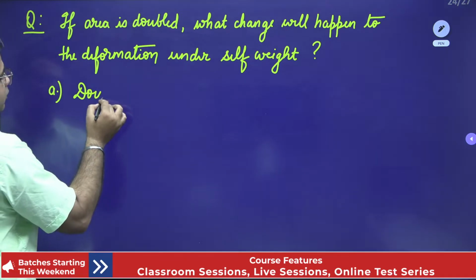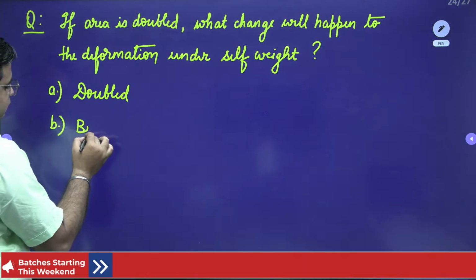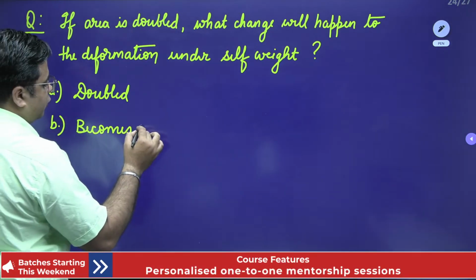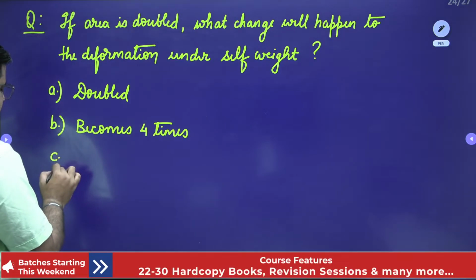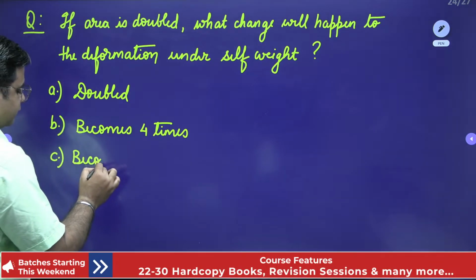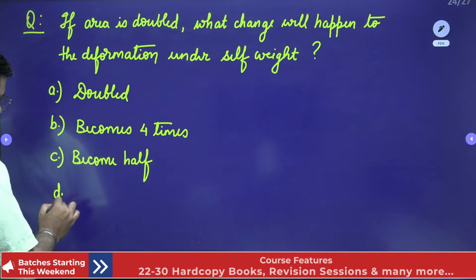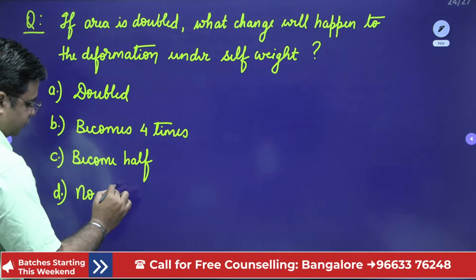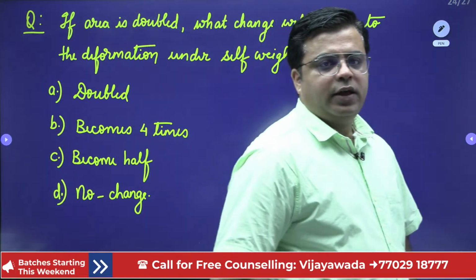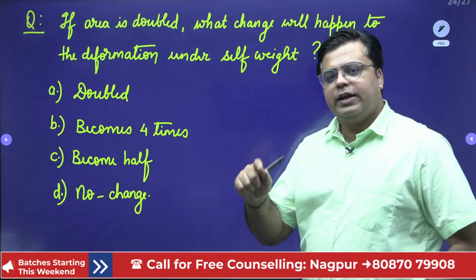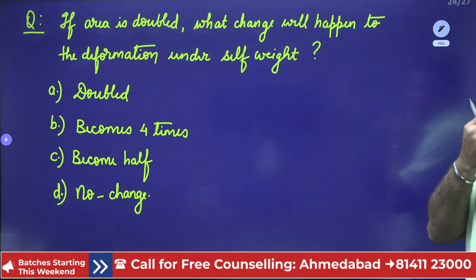Option A: doubled. Option B: becomes 4 times. Option C: becomes half. And option D is no change. Just quickly get me the answer for this. If you have a member and for that member, if area of cross section is doubled, what will happen to the deformation under its self weight?